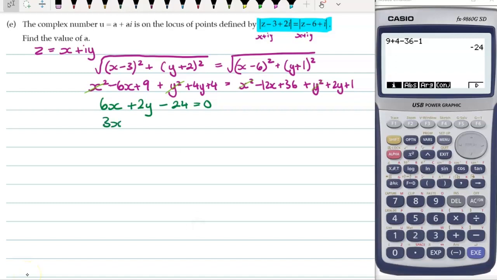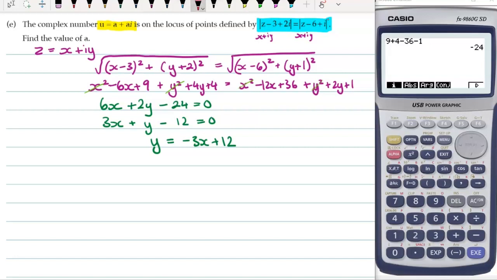Now we can divide everything by 2. And y equals minus 3x plus 12. So that's the equation of the line that matches this locus. Back to what the question was asking for, we've got a complex number that sits on that line. We need to work out the value of a if that's true.